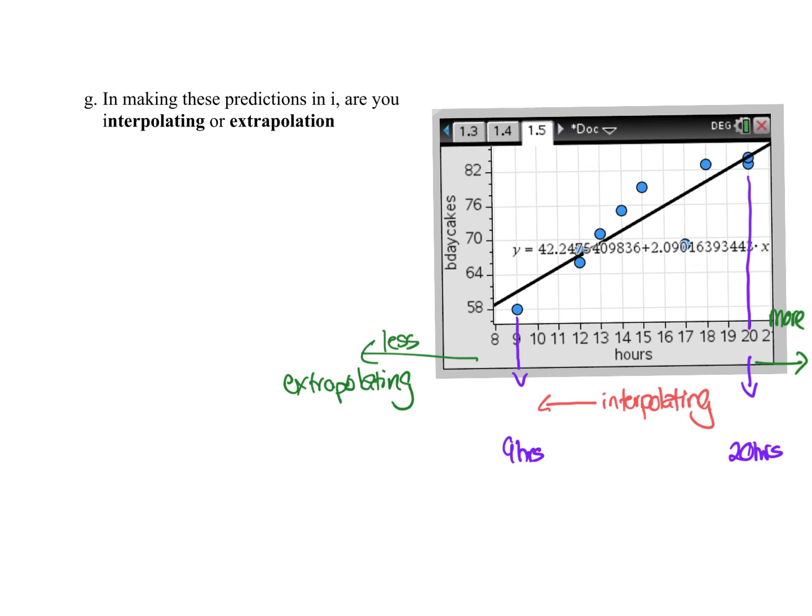So when we go back to our predictions, we had to predict when the number of hours equaled 22 and the number of hours equaled 16. So what was 22? Is it interpolating or extrapolating? Good, it's extrapolating. And sorry, what was 16? Wasn't it interpolating? It's in here, yeah? So that one is interpolating.